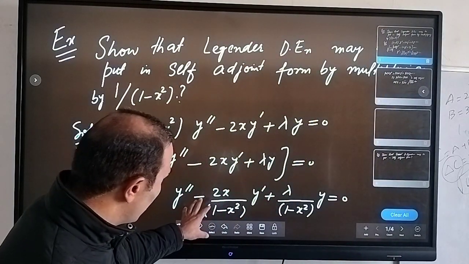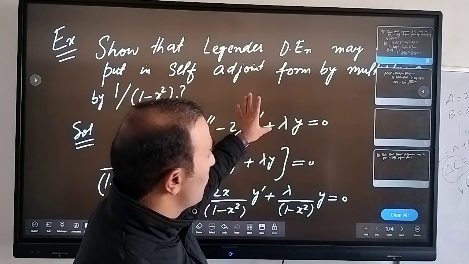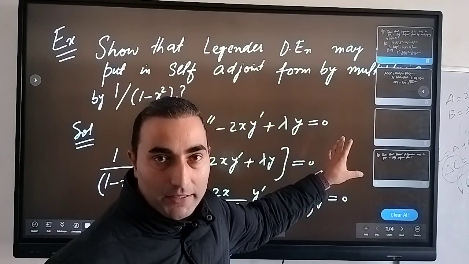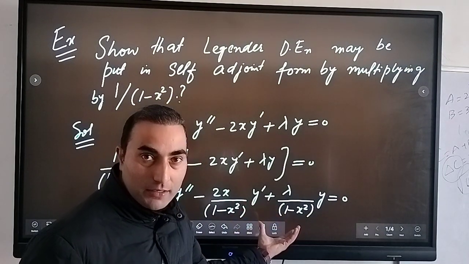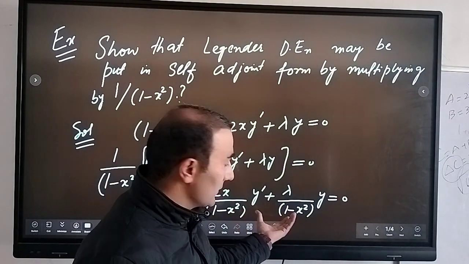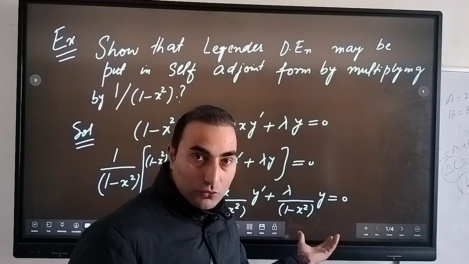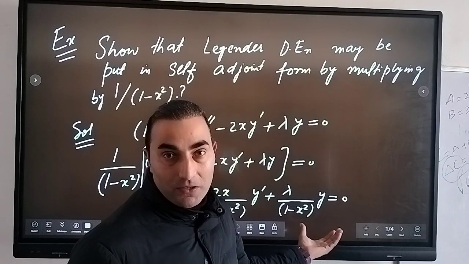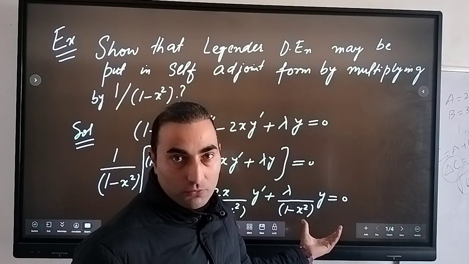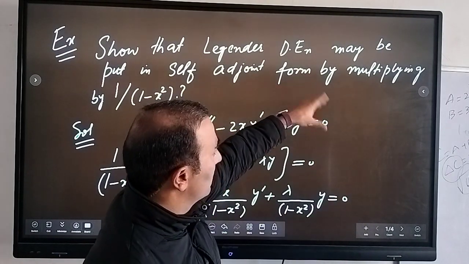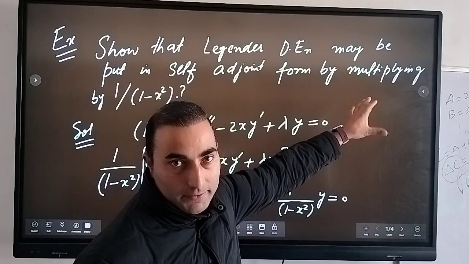So if we look at this equation, because the question says that we need to multiply it by the factor 1 divided by 1 minus x squared, our final equation becomes this one. We need to prove that this is self-adjoint. If it is self-adjoint, then it's okay. If it is not, can we put it in self-adjoint form or not? This is what the question demands.